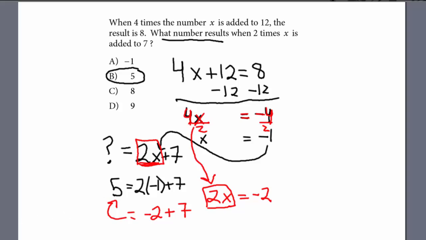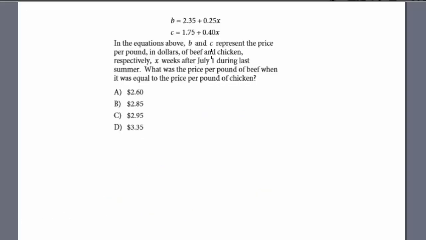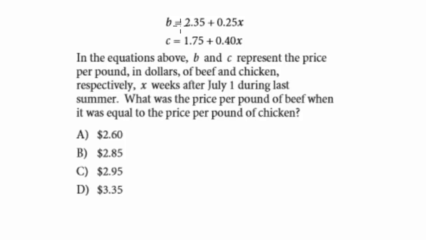Okay, let's take a look at another example. Before I even begin reading, I see that B equals something with x and C equals something with x. Let's see what this is all about. In the equations above, B and C represent the price per pound in dollars of beef and chicken, respectively, x weeks after July 1st during last summer. What a messy sentence that is.